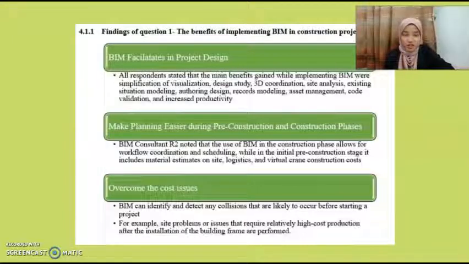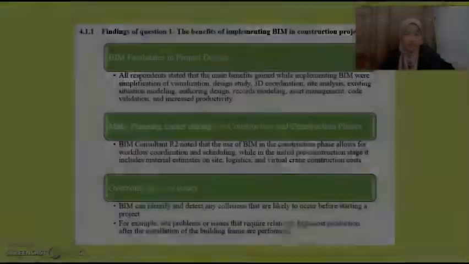starting a project. Respondent 2 also stated that BIM has the potential to resolve any conflict before the project is implemented on site before it becomes critical. For example, site issues that require relatively high cost to fix after the installation of the building is performed.